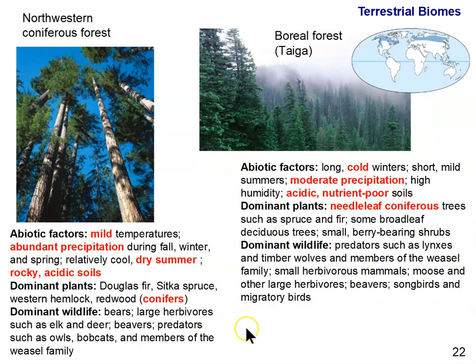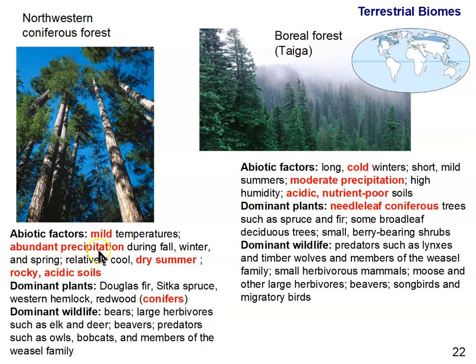The northwest coniferous forests are really along the Pacific coast, so they're close to the ocean, and that's what makes them mild. You'll notice the very first characteristics here, mild temperatures. So being close to the ocean means that the summers aren't going to be as hot and the winters aren't going to be as cold, and that's because of the property of water, that it has a high heat capacity.